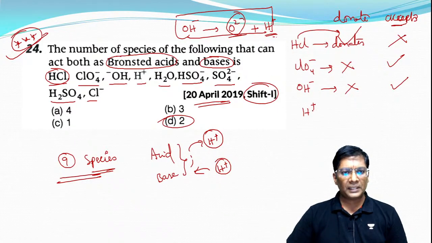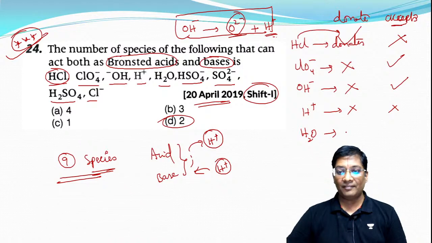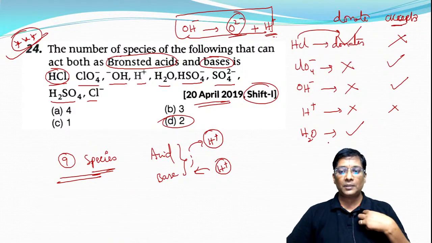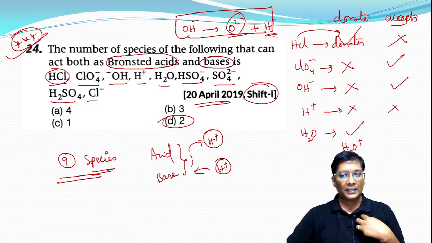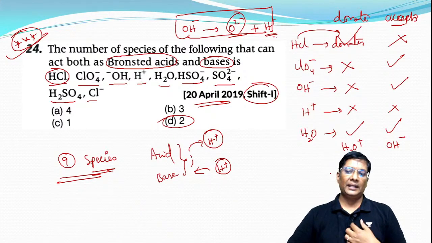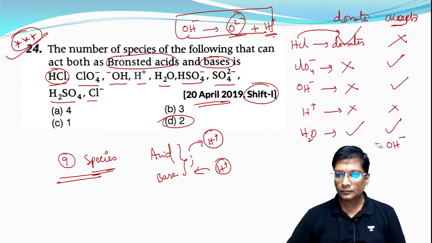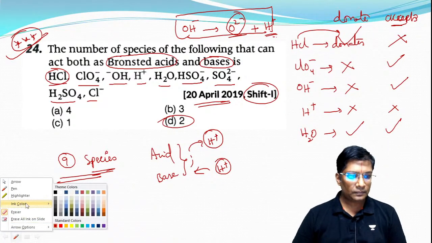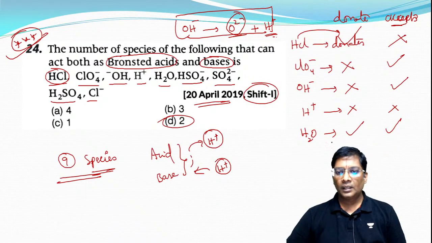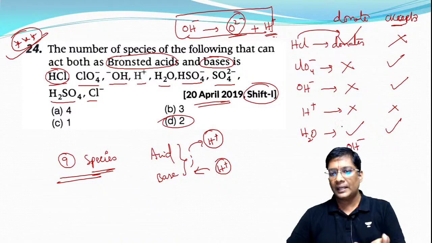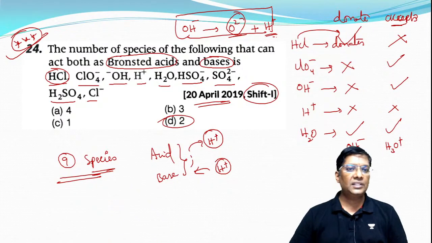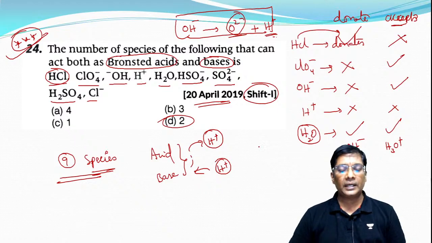And coming to the H plus, only H plus. There is no way at all. Coming to the H2O. Yeah, very good. H2O is having a capacity to accept the proton. If it accepts, it will have H3O plus. If it donates, it will have OH minus. Sorry, reverse. If H2O donates the proton, it will have OH minus. If it accepts the proton, it will give H3O plus. So H2O is one of the important species which can donate as well as accept the proton.